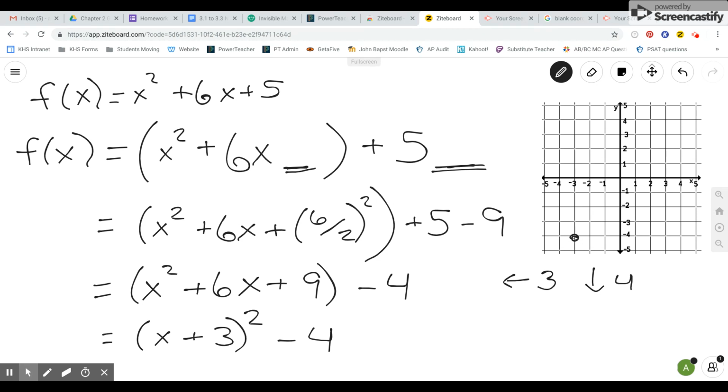So at -3, -4, we have our vertex. Then we can pick a few points if we'd like. When x is -2, our y is -3, and it's symmetric. We can graph our parabola from there. It's just a sketch, so it doesn't have to be totally perfect. Mine's a little wobbly. But the main idea is that you're completing the square and graphing using the vertex.